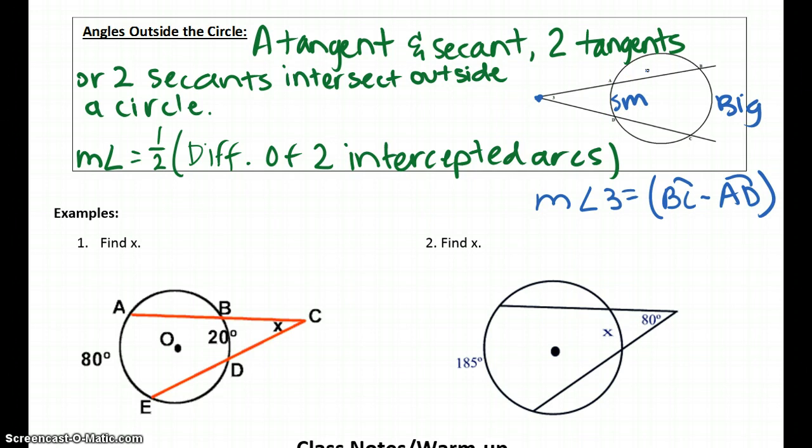So a lot of times I'll refer to this as take the measure of the big arc minus the small arc, and that's going to give you the measure of the angle outside of the circle. And of course, don't forget to multiply it by a half.